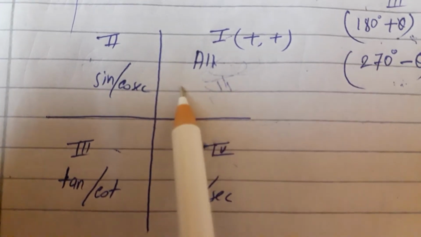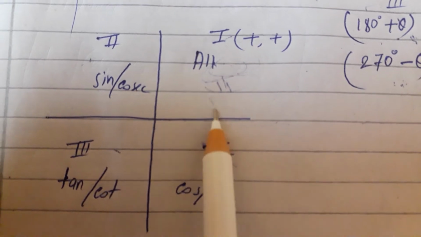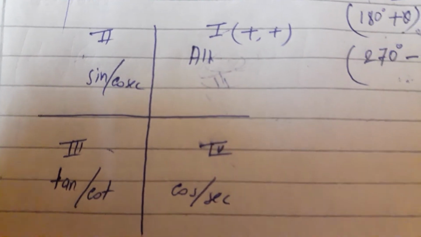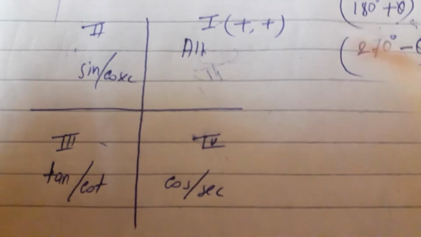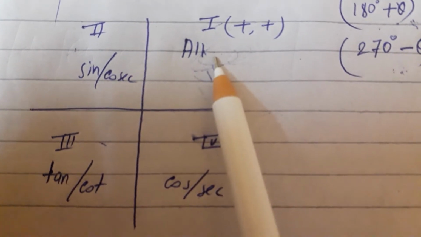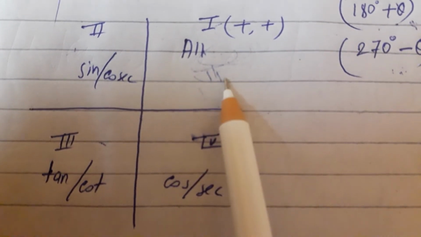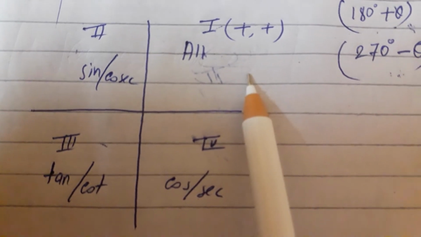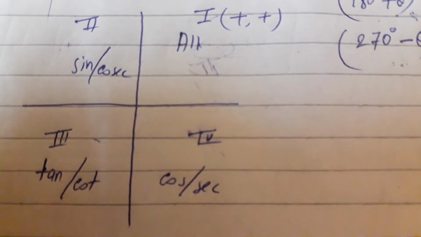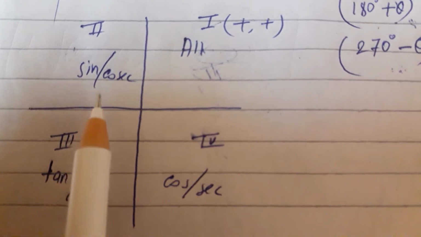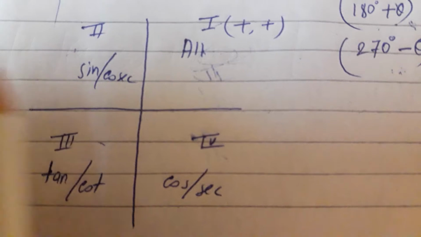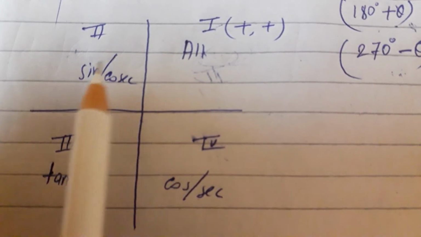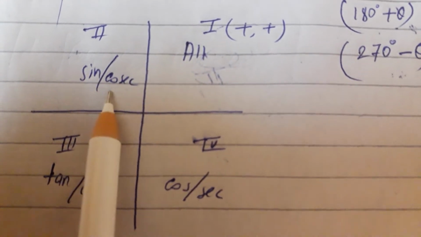Okay, see, this is the quadrant of all the trigonometric functions: sine, cos, tan, cot. Since all the trigonometric ratios or functions are included in this first quadrant, all the functions will be positive here. The second quadrant will only include the sine function, so only sine and cosec will be positive. Any other function except sine will be negative here.